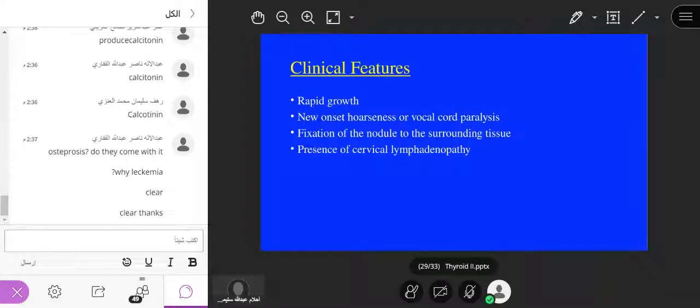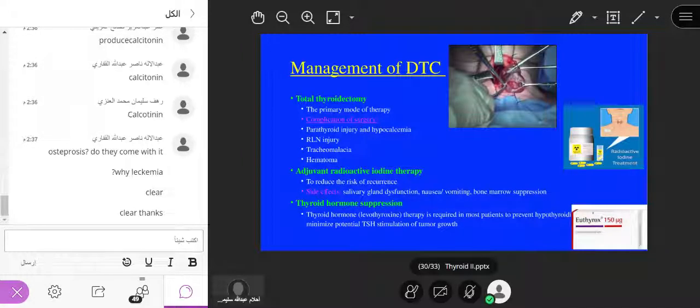So far in Saudi, I haven't seen a case of MTC. Alhamdulillah, that's good. Clinical features of the malignancy, as any cancer, are characterized by rapid growth, unlike goiter due to benign disease, which stays the same size for a long time. Presence of or new onset of hoarseness or vocal cord paralysis, fixation of the nodule to the surrounding tissue, and the presence of cervical lymphadenopathy, especially for papillary thyroid cancer.